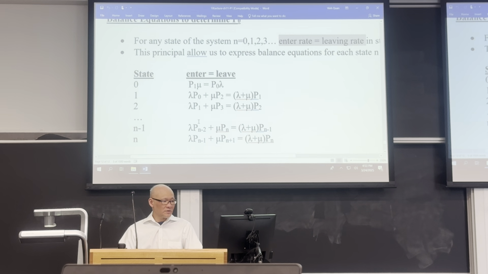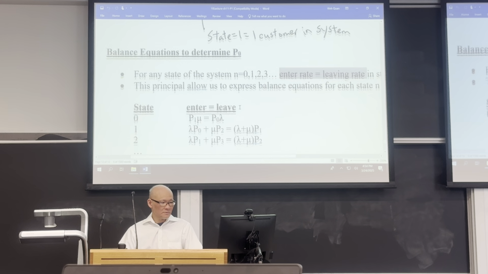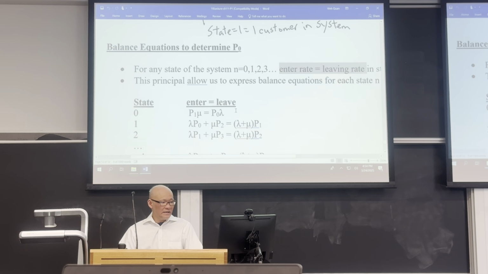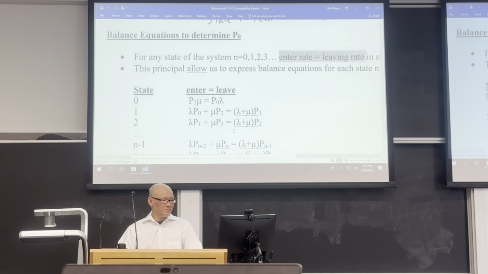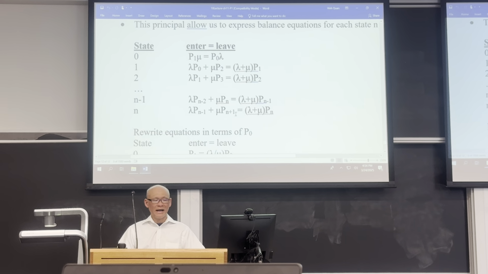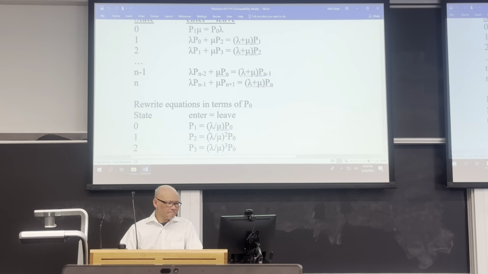And then again, for state 1, how do you get into state 1? There's two ways. It's lambda P0 plus mu times P2. Okay? How do you leave state 1? There's two ways. Mu times P1 and lambda times P1. Okay, so basically after a while you start to see some patterns, right? Then we rewrite in terms of P0. So you can see P1 is simply lambda over mu times P0.